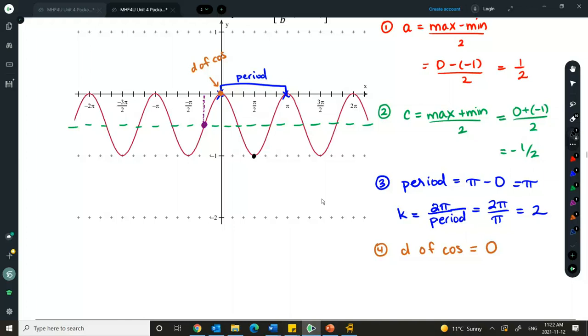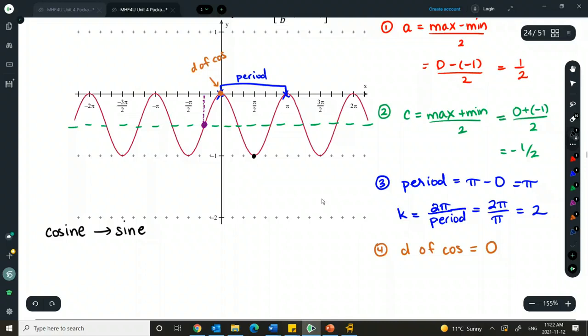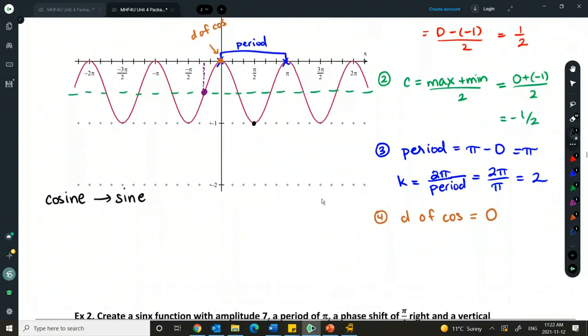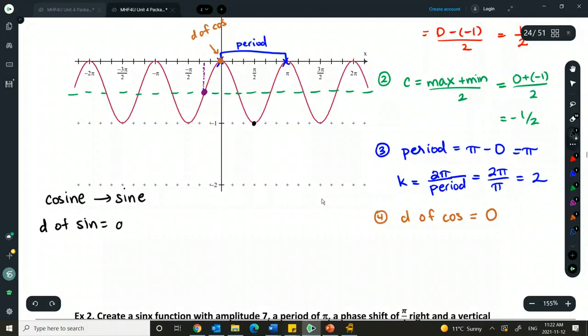Okay, I'll give you the starting point. So right now we have a cosine equation and I want to figure out the d value to make it a sine equation. The d of sine should be equal to d of cos. Does this ring a bell? Minus, in grade 11 we did minus 90 over k.